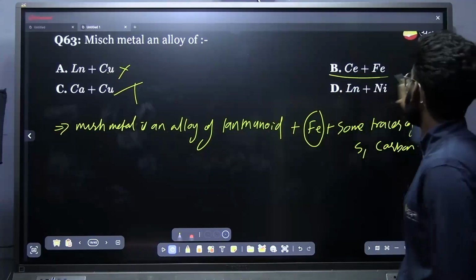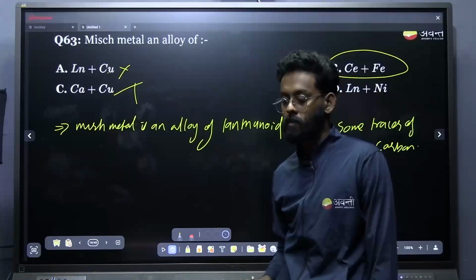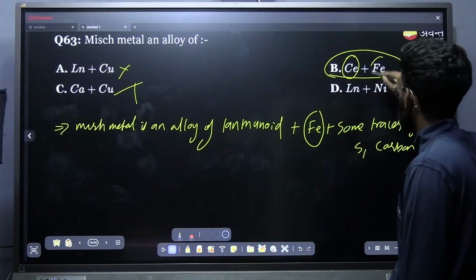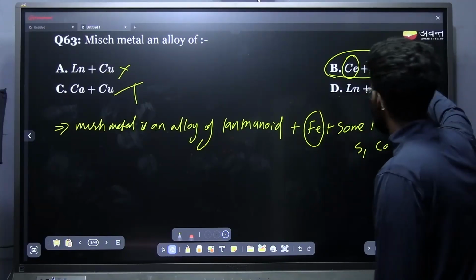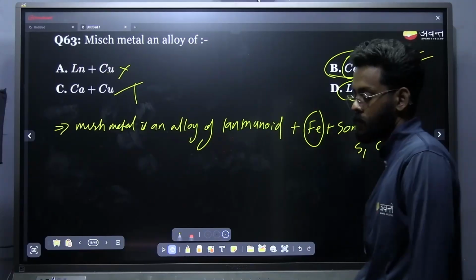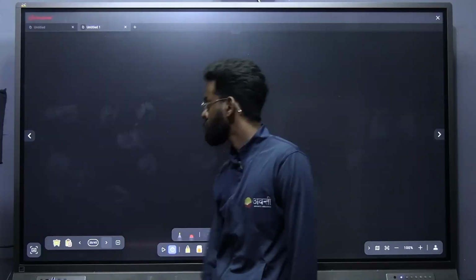Then cerium and Fe, is it going to be the answer? We all know that yes, cerium belongs to lanthanide, and Fe is one of the metals in the mixed metal, so this is the answer. Here lanthanide plus nickel, so this is not the answer. Okay, hope it is clear to everyone. Moving to the next question.